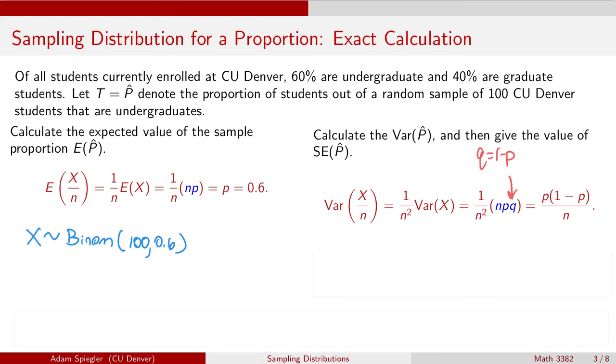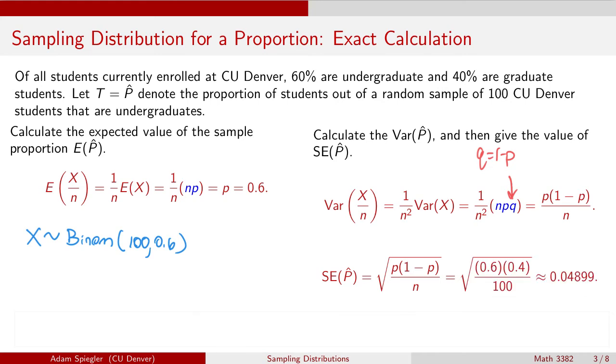And if we want to calculate the standard error, well, that's the standard deviation of p hat. So I can take the square root of the variance, and that's going to calculate the standard deviation of this distribution, which is what we call the standard error. So I simply take the square root of that, and now if I plug in the values for this problem, namely that n is 100 and p is 0.6, we can see the standard error is about 0.05.